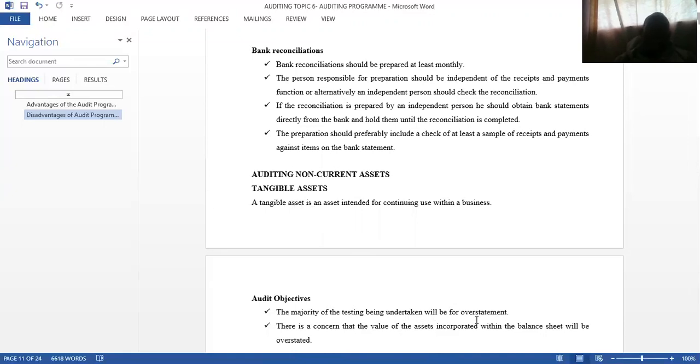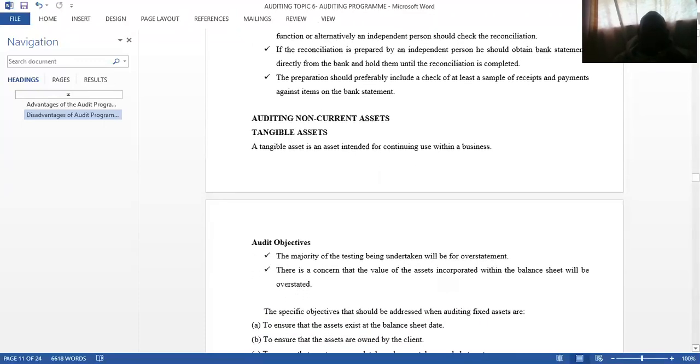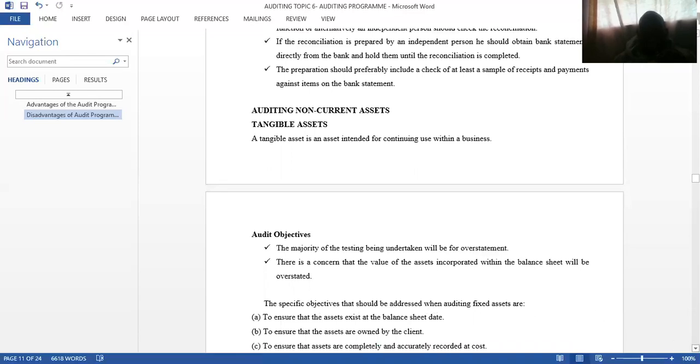Instead of the value being correct, that value has been exaggerated upwards. And we find now it is the work of the auditor to confirm whether the value that has been entered in the books of accounts is actually the correct value. There is a concern that the value of the assets incorporated within the balance sheet will be overstated. The specific objectives that should be addressed when auditing fixed assets are as follows.